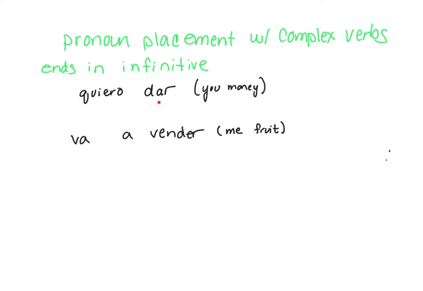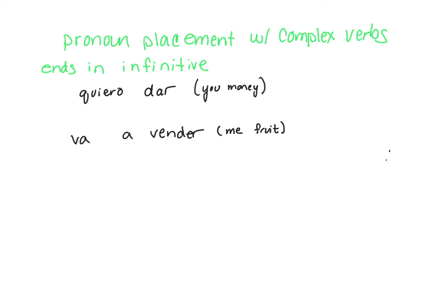Quiero dar, which is a complex verb because it has 2 parts. Quiero, all by itself, would just be simple. So like I want money would be a simple verb and it'd have to come before. But we're saying I want to give, right? So 2 parts. Our other example here is va a vender, going to sell. So for these, we have 2 complex verbs. Both of these end with infinitives.